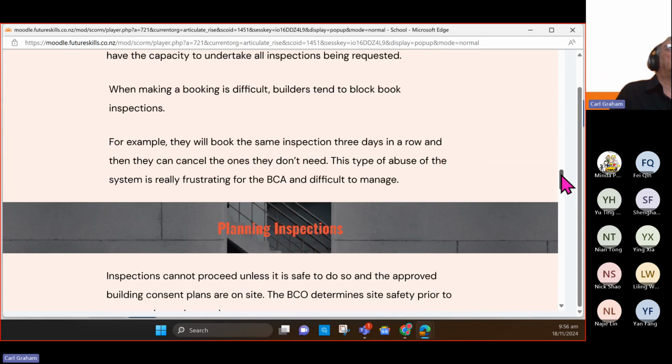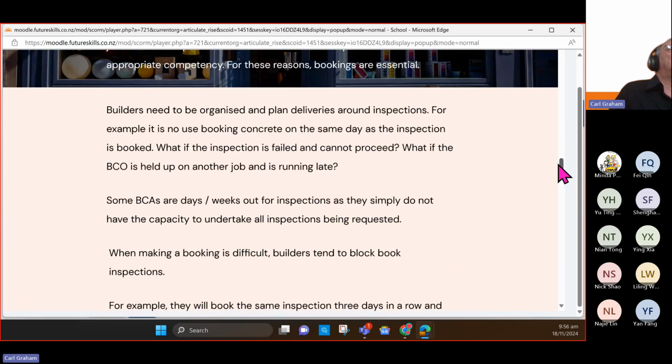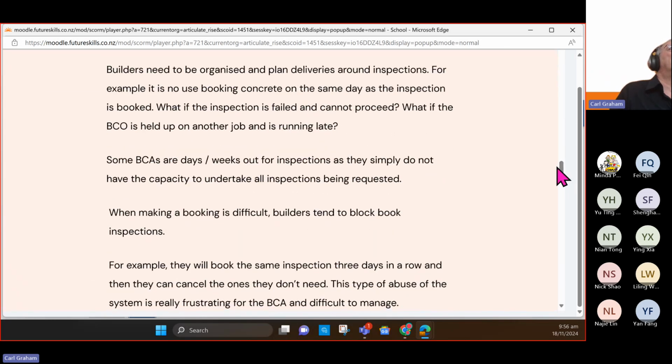Oh yeah, and there's this thing here. Builders tend to be organized and plan deliveries around inspections. Okay. For example, it's no use booking concrete on the same day as the inspection is booked. What if the inspection fails? What if the building consent officer is held up on another job?